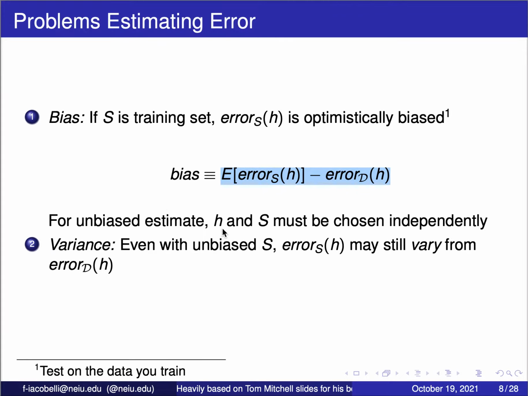For an unbiased estimate, like I said, you have to pick a learner and the sample to test with independently, right? And the sample has to have the same distribution as the data that you train with, right? And hopefully both have the same distribution, which is the real world distribution. And the variance is how much error is attributed to the learner, right?